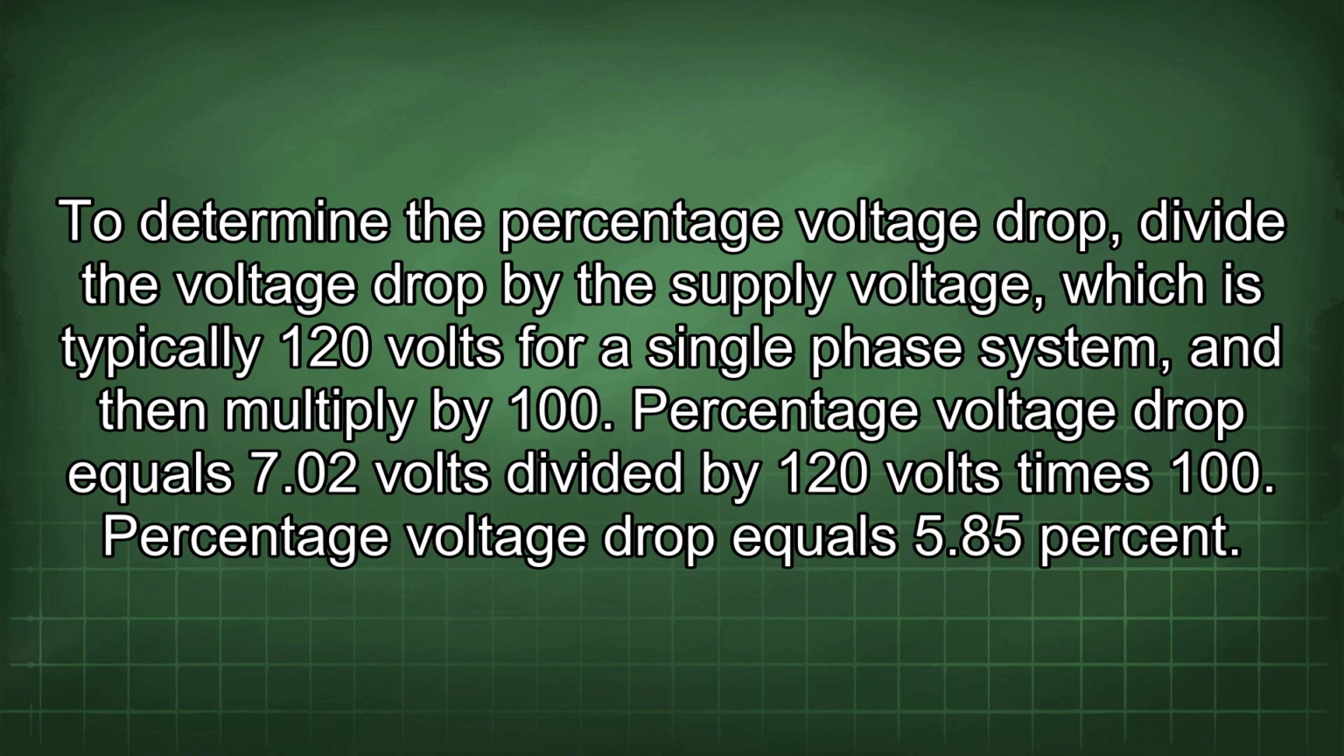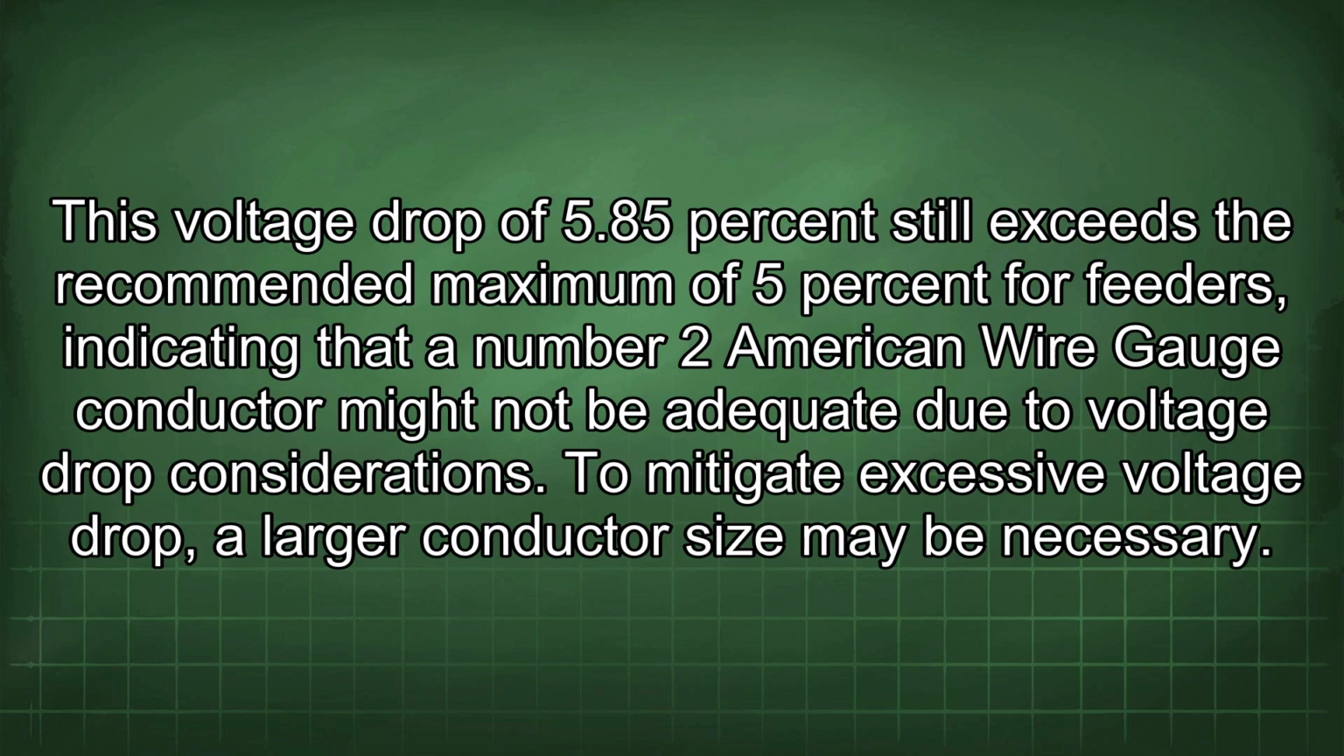To determine the percentage voltage drop, divide the voltage drop by the supply voltage, which is typically 120 volts for a single-phase system, and then multiply by 100. Percentage voltage drop equals 7.2 volts divided by 120 volts times 100. Percentage voltage drop equals 5.85%. This voltage drop of 5.85% still exceeds the recommended maximum of 5% for feeders, indicating that a number 2 American wire gauge conductor might not be adequate due to voltage drop considerations.